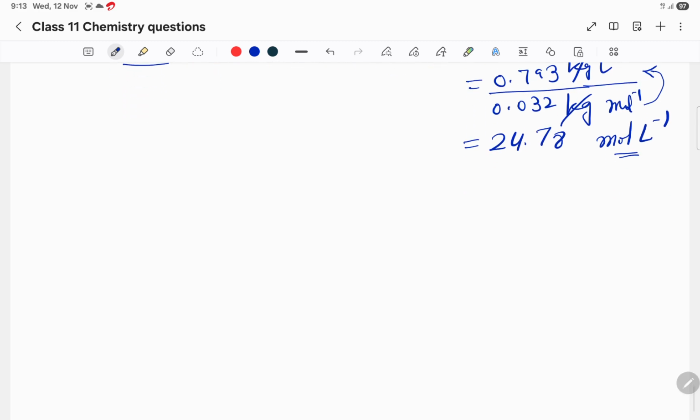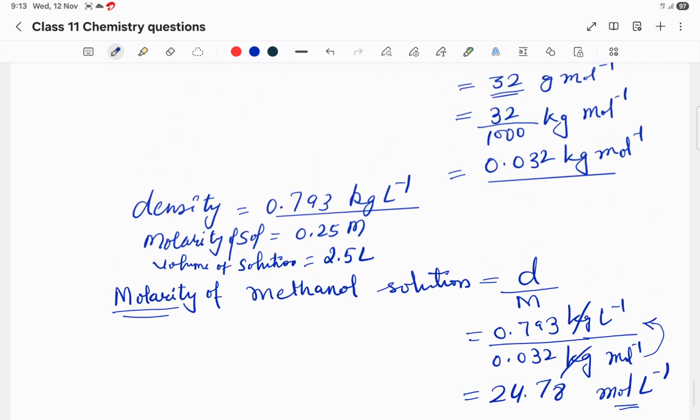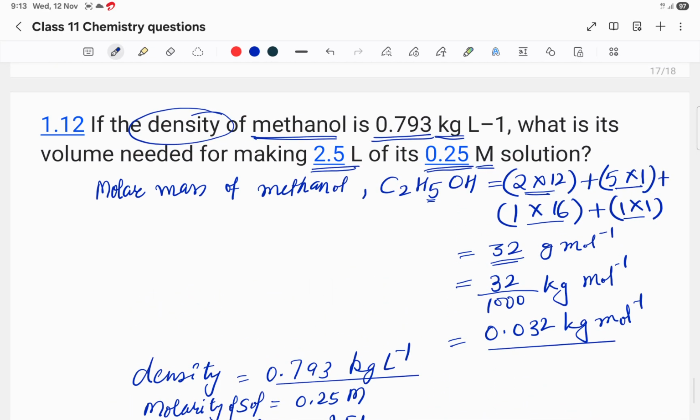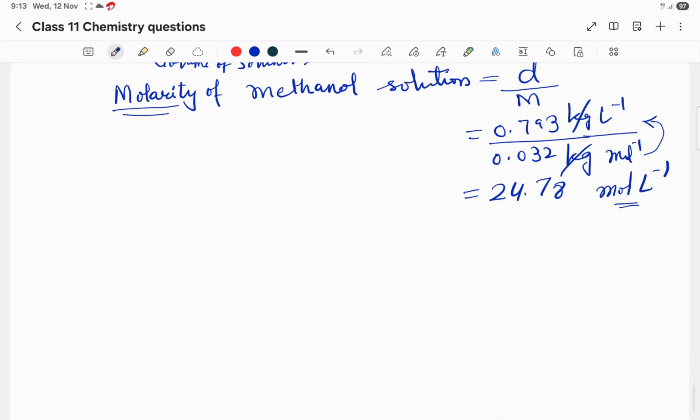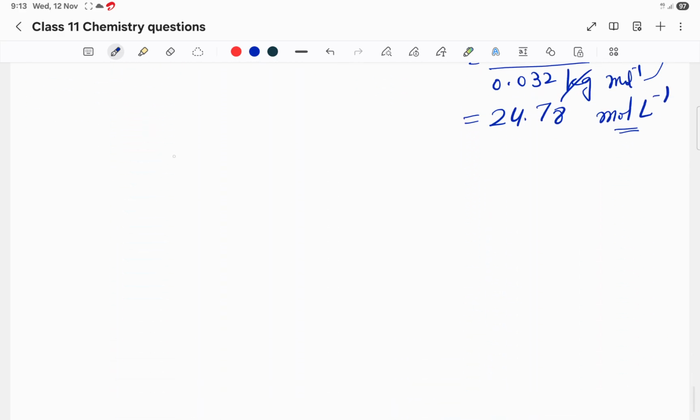Fine. Now what we are asked in the question, see, the methanol is a liquid, you should know that. Okay, what is its volume? We are asked about the methanol's volume. We have calculated the methanol's molarity. Can you see where we are going? We are going towards the molarity equation.